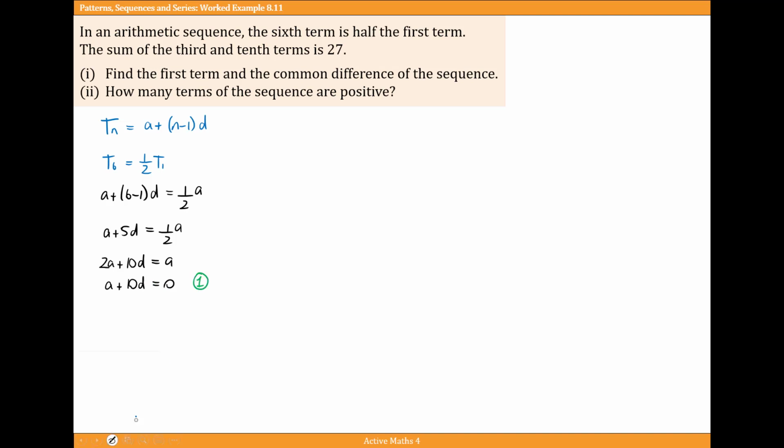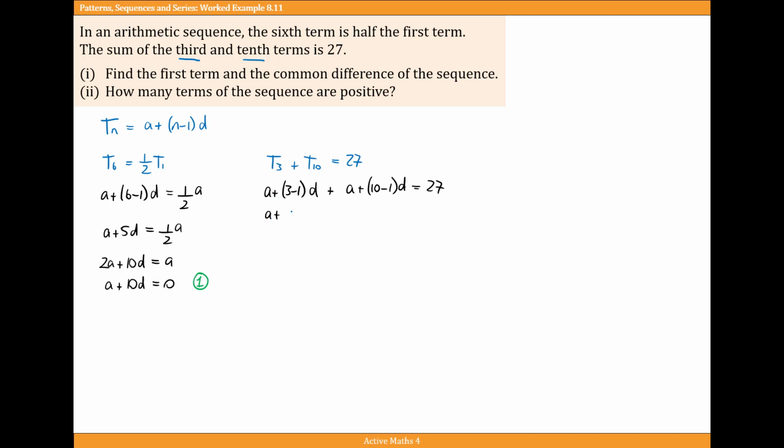So we're then told that the sum of the third and 10th terms is 27. So they don't say the sum to 3 terms or the sum to 10 terms. It's the sum of the third and the 10th term. So again, we're going to use the general formula for an arithmetic sequence, and we're going to say that t3 plus t10 equals 27. So t3 we can find by subbing 3 into our general formula. So we have a plus 3 minus 1 times d, plus t10 we'll sub in 10 into our formula. So a plus 10 minus 1 times d, and this will be equal to 27.